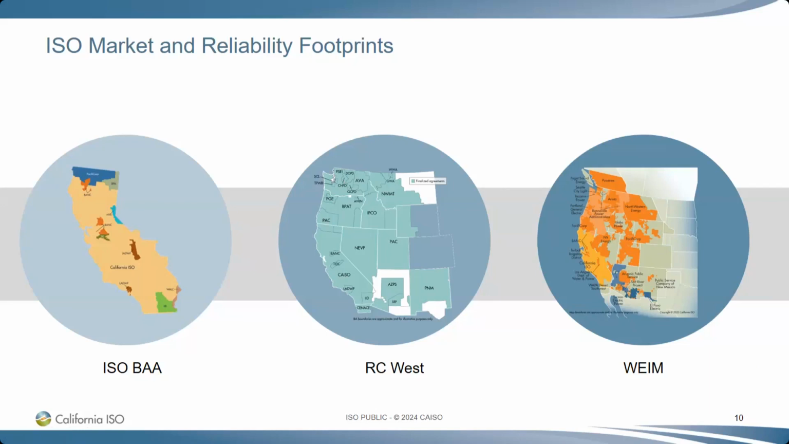Then we've got the WEIM footprint. That was started in 2014, and we've got over 20 participants. You can see the different states that are part of that. We've got 2 more that are coming on in 2026.